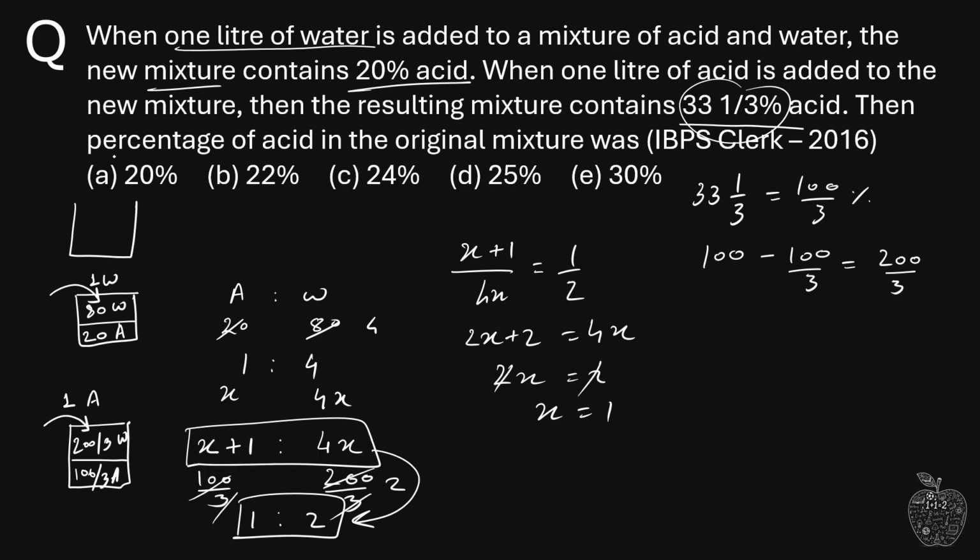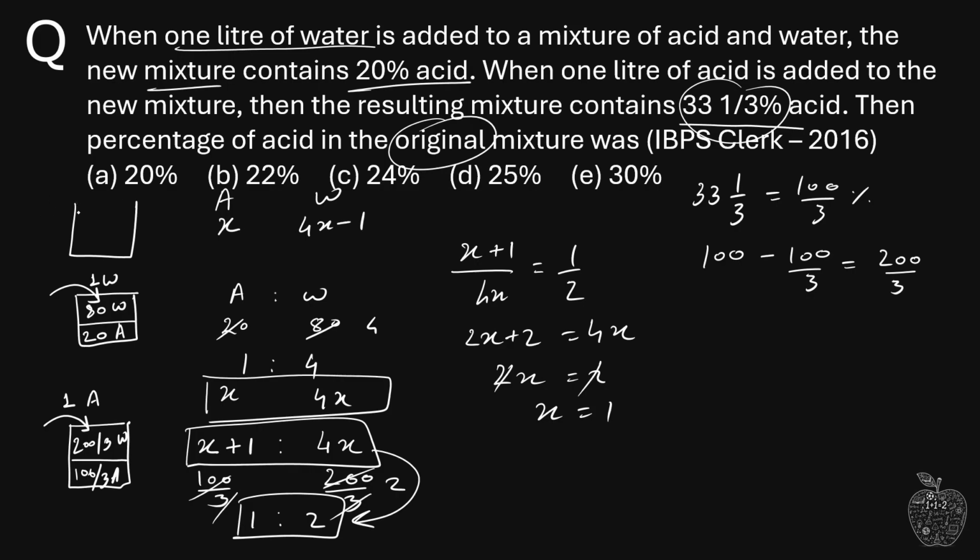Now the question is asking the percentage of acid in the original mixture. This is the original mixture, right? In this original mixture, when we added 1 liter of water, we got acid and water as x and 4x. So to find the acid and water in the original mixture, as we had added 1 liter of water, the amount of acid was the same as before, which was x. We subtract 1 liter from the 4x to get the amount of water in the original mixture. So 4x minus 1, right?